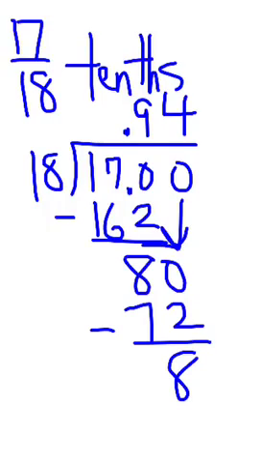So this would be approximately 0.94. I'm sorry, excuse me, 0.9. So 0.9 would be your estimated rounded answer. Again, the most common step to convert a fraction into a decimal is division.